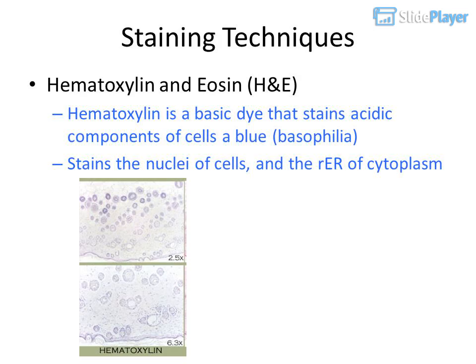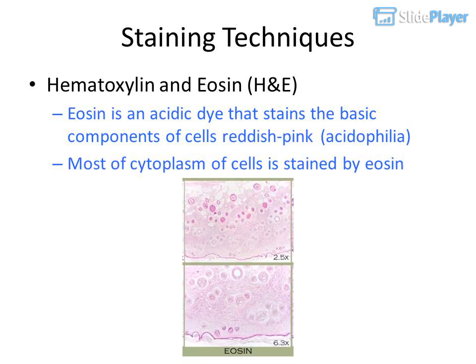Staining techniques. Hematoxylin and Eosin, H&E. Hematoxylin is a basic dye that stains acidic components of cells blue, basophilia. It stains the nuclei of cells and parts of the cytoplasm. Eosin is an acidic dye that stains the basic components of cells reddish pink, acidophilia. Most of the cytoplasm of cells is stained by eosin.